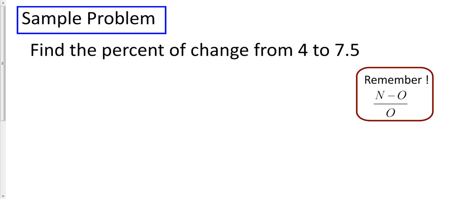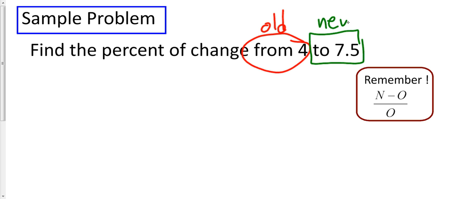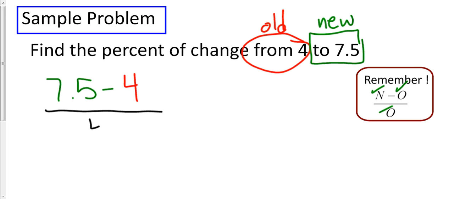I want to find the percent of change from 4 to 7.5. And we want to look at some of these key words here. So it says from 4. So this from is telling us this is what we're starting with. This is our old amount. And we're going to 7.5. So this is telling us our new amount. So I'm going to subtract the new amount minus the old amount, and I'll divide that by the old amount. So my new amount is 7.5. And I want to subtract the old amount, which is 4, and I'm going to divide the whole thing by that old amount, which is 4.